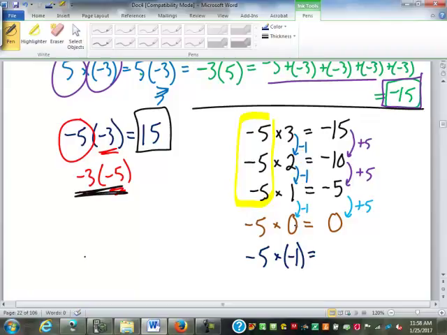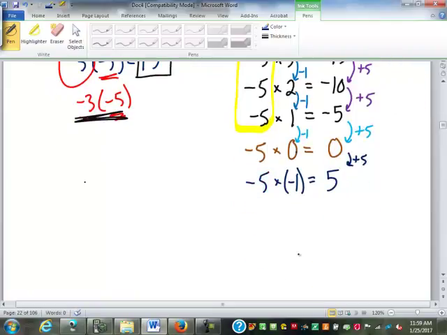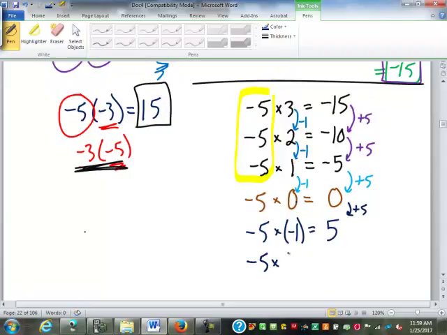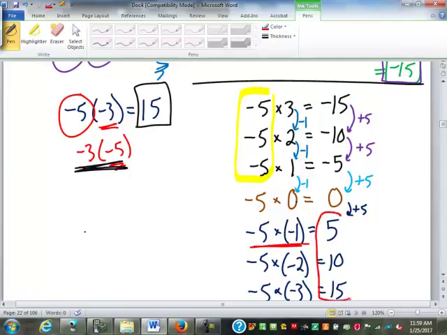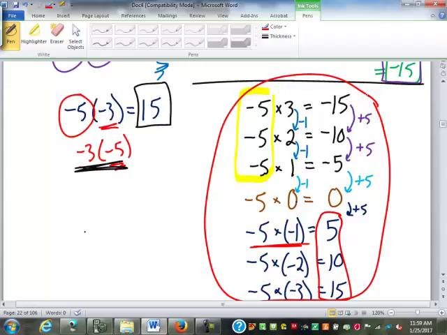So if I reduce this by 1, 0 minus 1 is negative 1. Negative 5 times negative 1. Well, if I add 5, that has to be positive 5. Negative 5 times negative 2. Adding 5, that has to be positive 10. Negative 5 times negative 3. Adding 5, that has to be a positive 15. So you can see, even though our definition of multiplication doesn't work for multiplying two negatives, multiplying two negatives gives us a positive because it makes this pattern continue. It makes the pattern true.